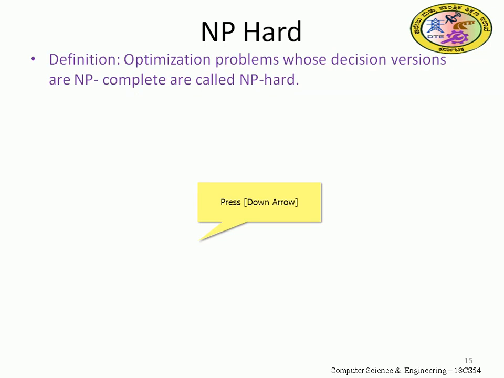So that is NP complete. Now you can see NP hard, right? Optimization problems whose decision versions are NP complete are called NP hard. For an optimization problem there is a bundle of solutions, and those need to be optimized, those whose decision versions are NP complete. So a complete solution will be there, and we can call it NP hard.